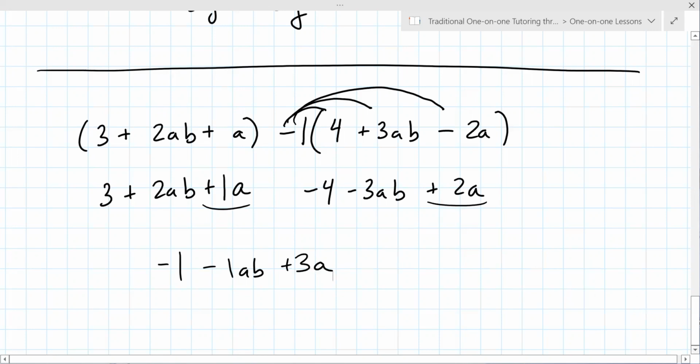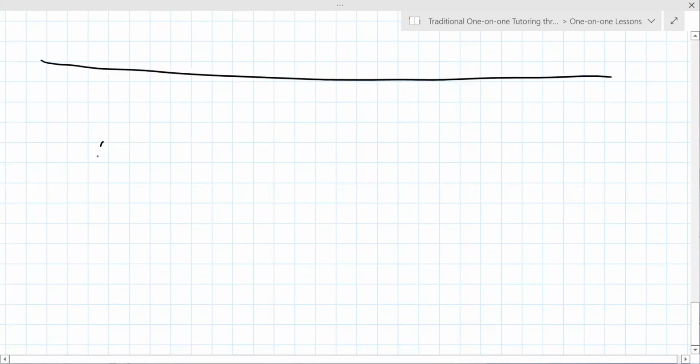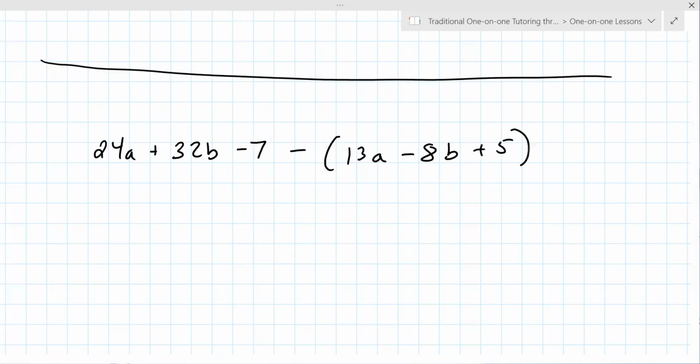Good. Okay, so let me give you one to try here on your own. So 24a plus 32b minus 7 minus 13a minus 8b plus 5. Okay, so go ahead and give this one a try on your own, and we'll see what you come up with.